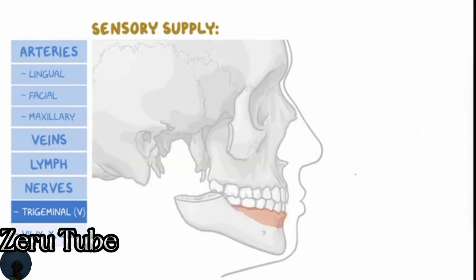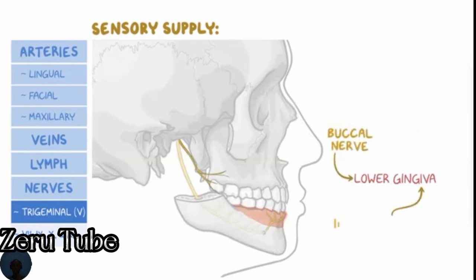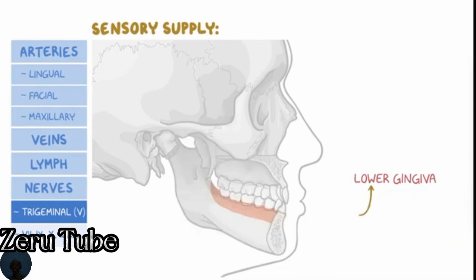Now the lower gingiva, or the lower gum. The lower gingiva is supplied by the buccal nerve. And the incisive part is supplied by the inferior alveolar nerve. The buccal nerve supplies the lower gingiva. So, labial part and lingual part. The lingual part is supplied by the lingual nerve.